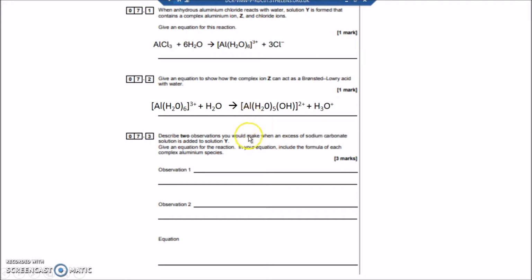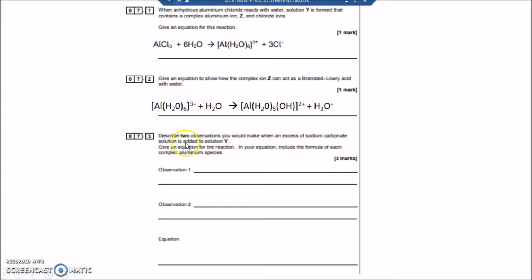The other way of looking at it, I suppose, is that aluminium is Al3+. No charges on the water, they're neutral. OH minus a hydroxide, and OH is a minus, and so 3+ and 1- make 2+.